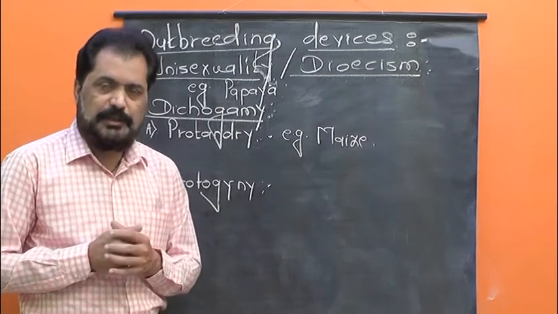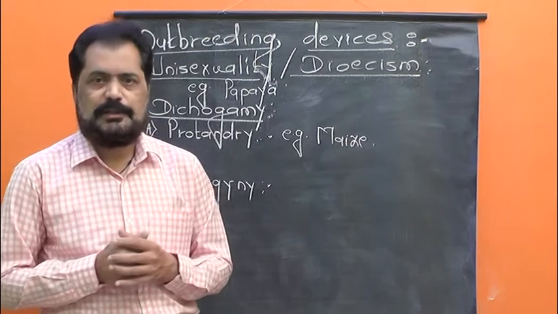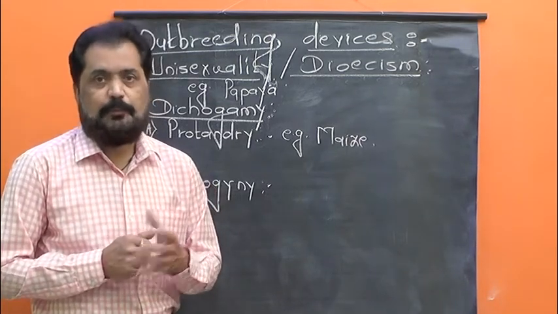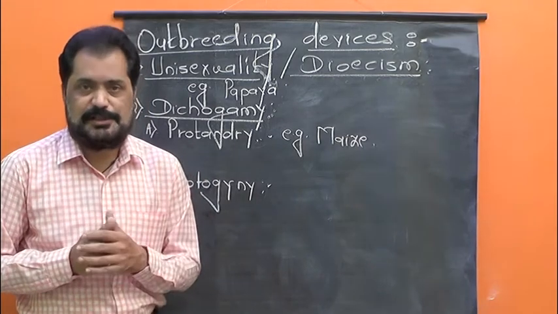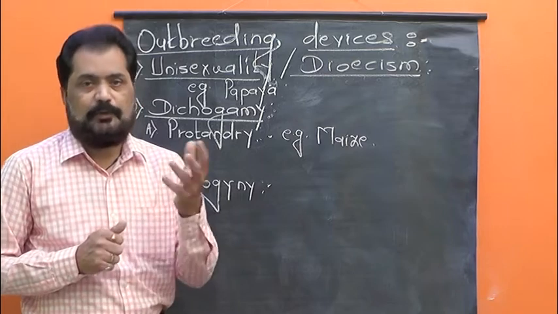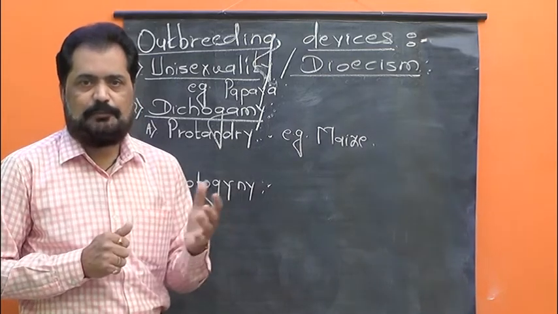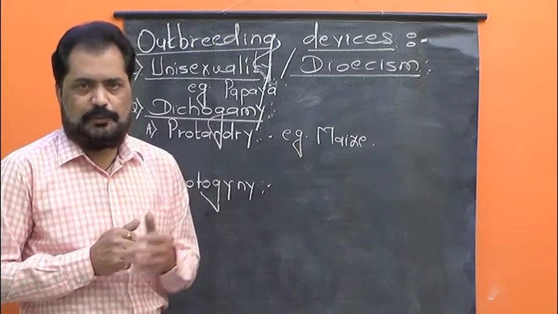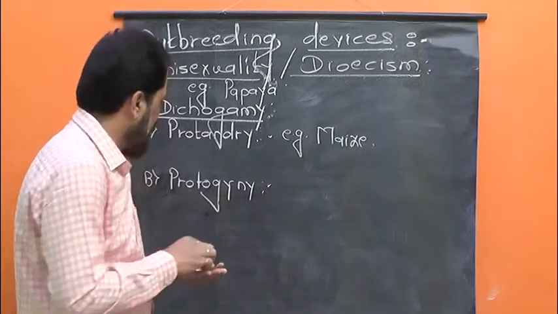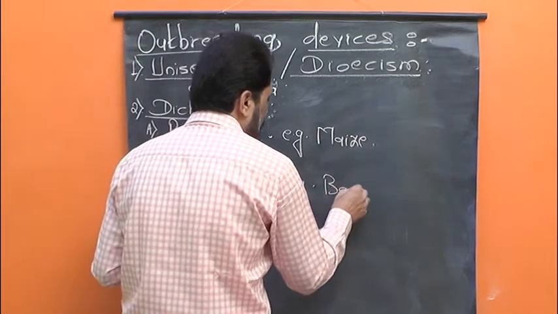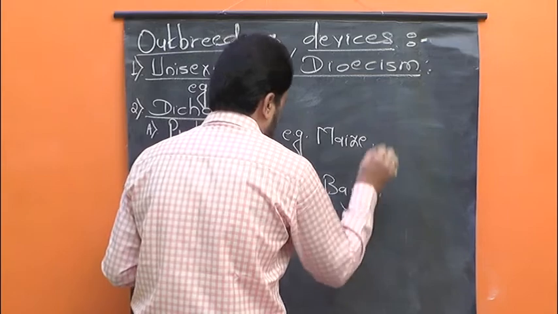Protogyny condition मध्ये फ्लावर जरी बायसेक्शुअल असलं तरी सुद्धा ज्या वेळेला कार्पेल किंवा स्टिग्मा हा पोलन ग्रेन रिसीव करण्यासाठी रेडी असेल, परंतु त्याच वेळेला त्याच फ्लावरचे पोलन ग्रेन्स हे अवेलेबल नसतील आणि म्हणून सेल्फ पॉलिनेशन होणार नाही. Cross pollination is obligatory, cross pollination is compulsory. Protogyny is seen in Bajra. It is a monocot crop plant, Bajra.